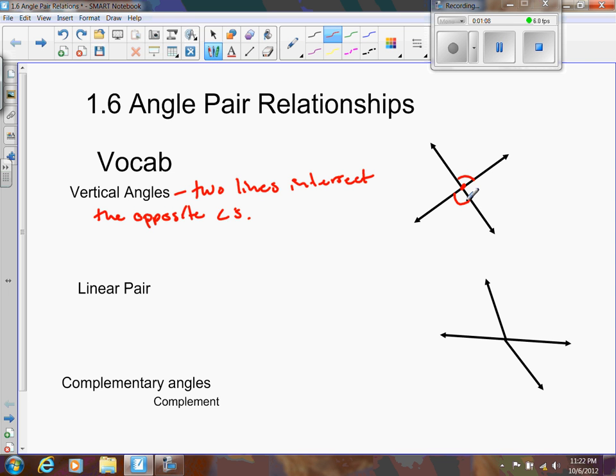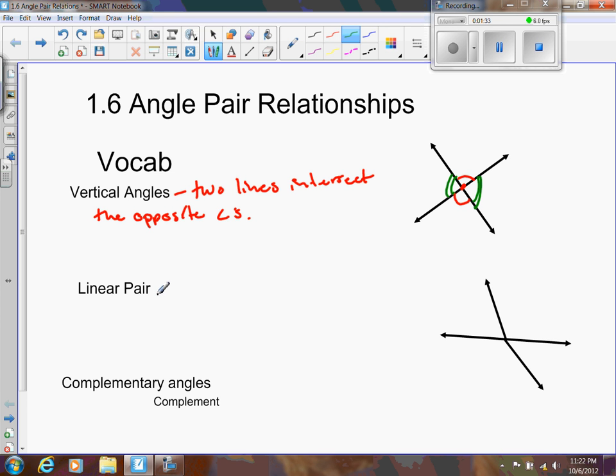Now remember, in geometry we can rotate pictures, we can twist them. So really another pair of vertical angles are these ones. The green angles are also vertical angles, even though they're kind of horizontal, but if you spun the picture 90 degrees they would be.